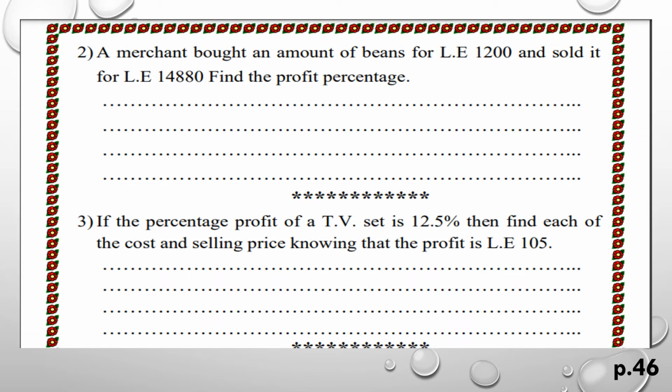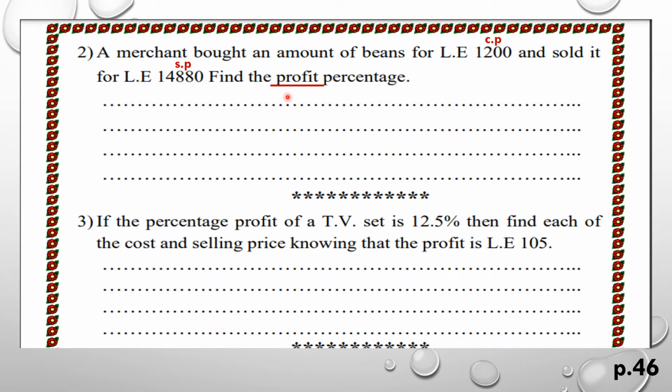Page 46. Number 2. A merchant bought an amount of beans for LE 1,200. So this is the cost price. Buying price is the cost price. And sold it for LE 14,880. This is the selling price. Find the profit percentage. We need to find the profit percentage, and here is our key word.